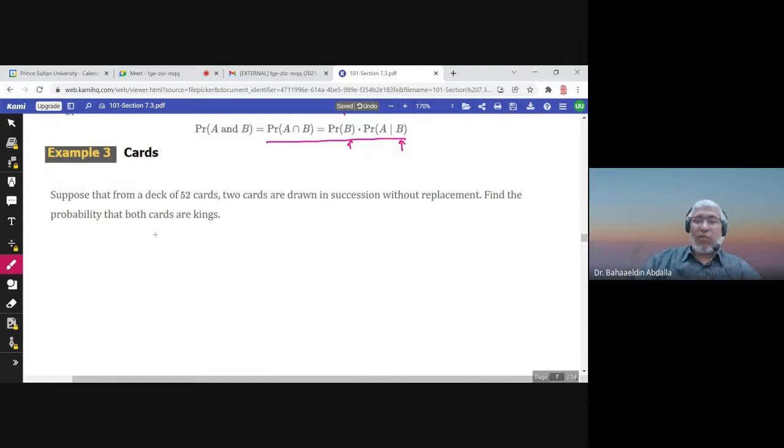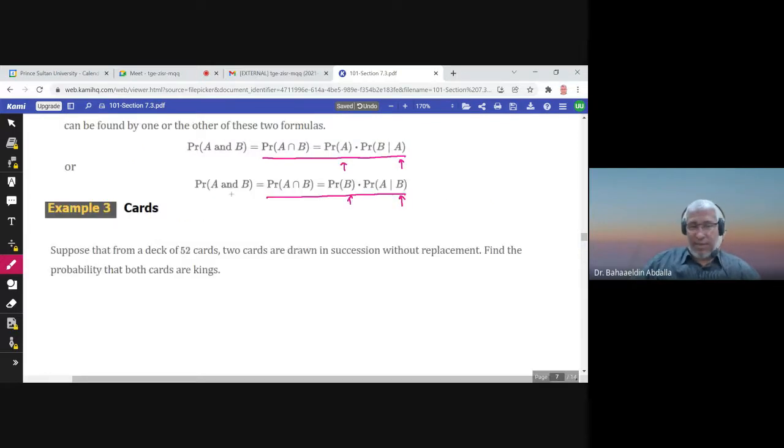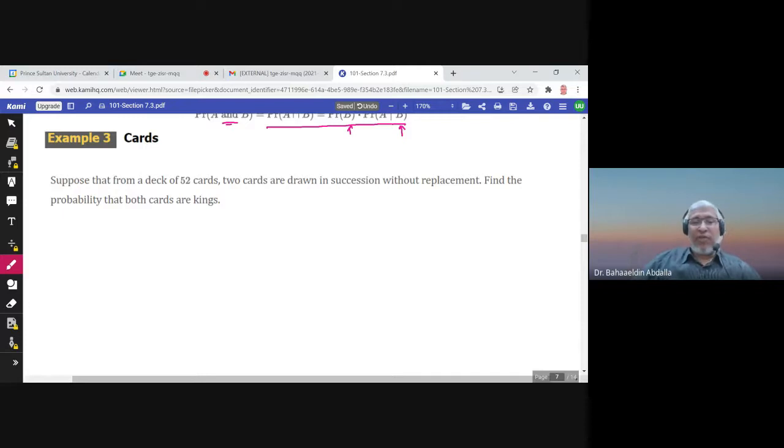Whenever he asks about "and", intersection, you understand that it is product. Suppose that from a deck of 52 cards, 2 cards are drawn. Notice now we are drawing 2 cards, not 1 card, without replacement. Without replacement, as we discussed in the previous video, we will not put the first card back. So in the second draw, the number of cards would be 51, not 52. Find the probability that both cards are kings.